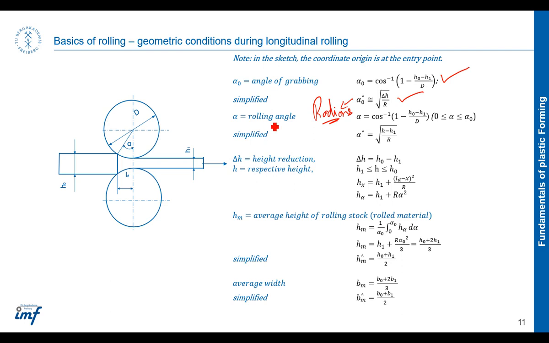The next thing which is important is rolling angle. What is the difference between angle of grab and rolling angle? So angle of grab is this whole angle from this initial point to this final point, whereas this rolling angle is the angle from this initial point to anywhere we want to calculate it. So it can be calculated to any infinitesimally small point, so therefore we will see this h minus h1 condition here, and then we can calculate the total height reduction, which is simple, and so on and so on.